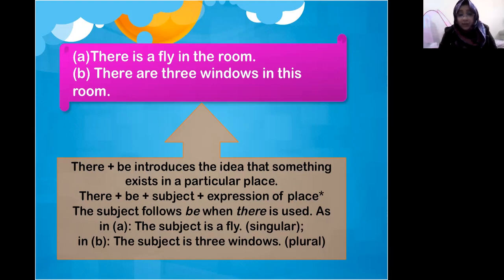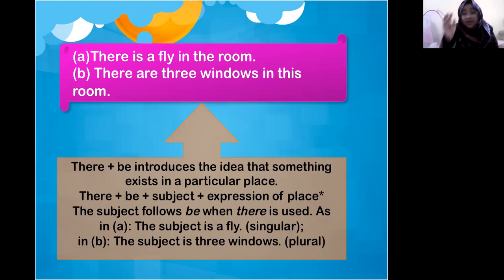There plus be plus subject plus expression of place. For example, the subject follows "be" when "there" is used. As in A, the subject is "a fly", which is singular, so we will write "is": There is a fly in the room. In B, the subject is three windows, not one window.